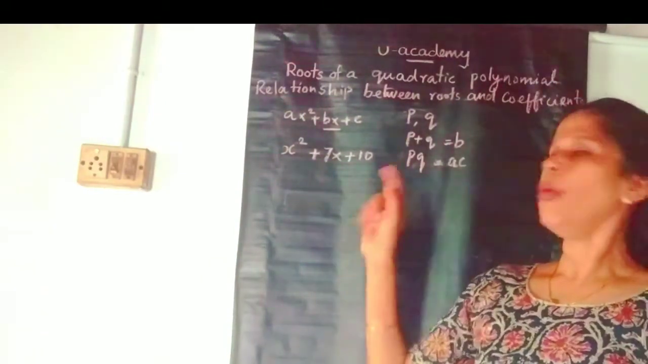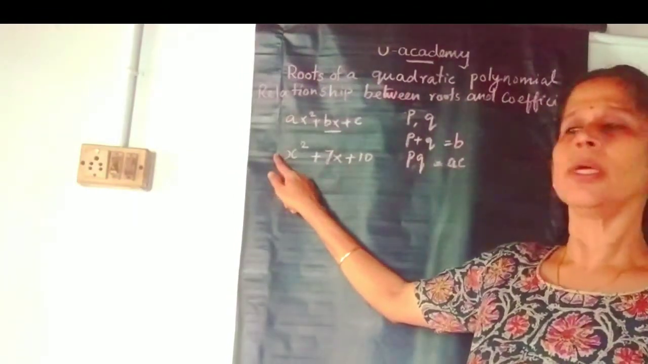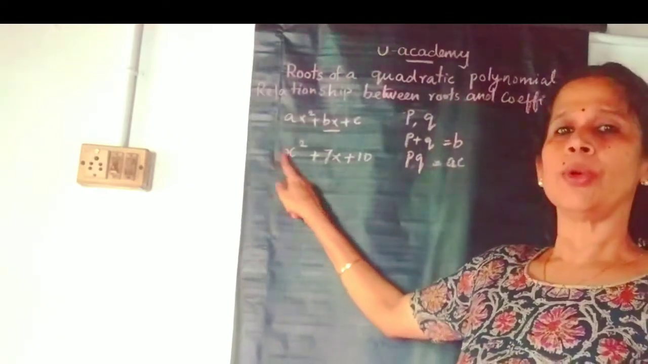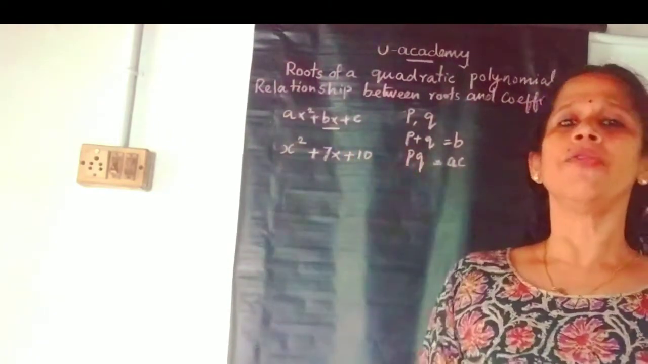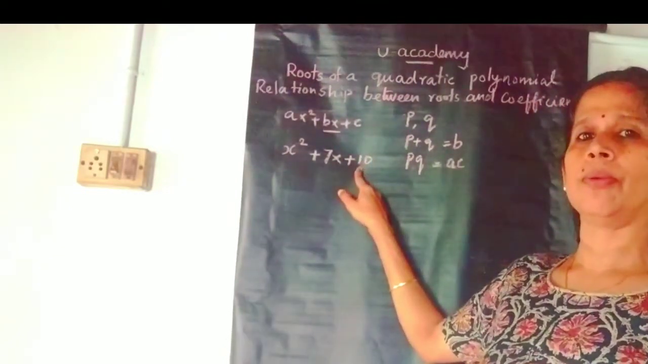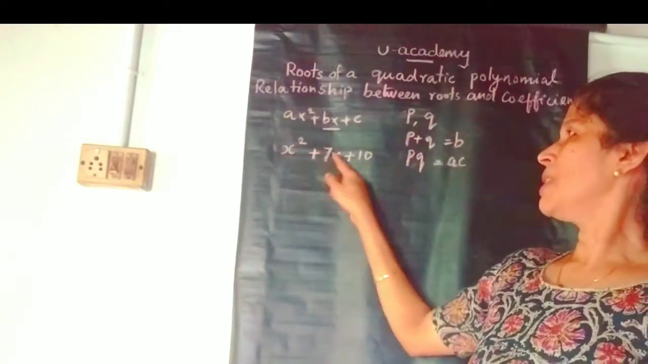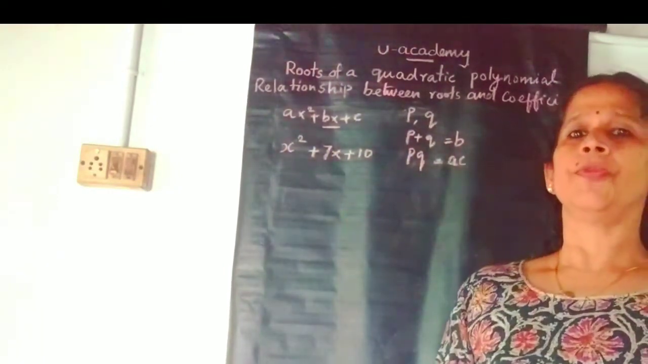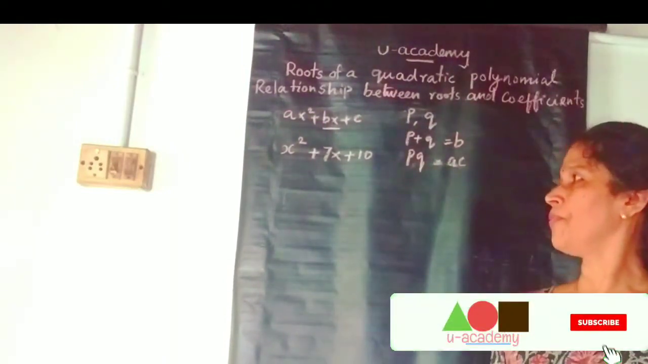Now, what is a here? There is no number, isn't it? But here it is 1. The coefficient of x square is 1. And what is the coefficient of x? That is 7. Constant term is 10. Just remember this. So x square plus 7x plus 10. We are going to find the roots of this quadratic polynomial.